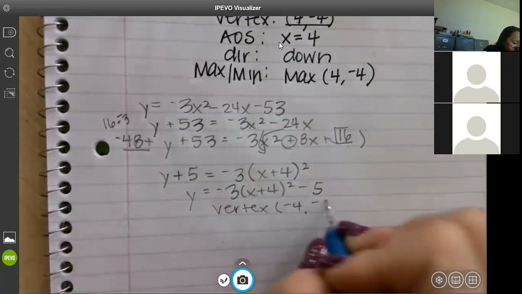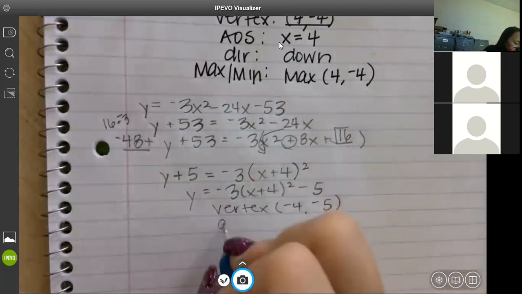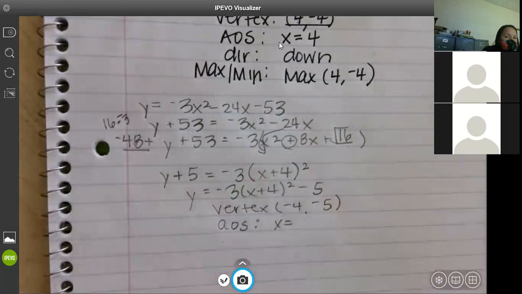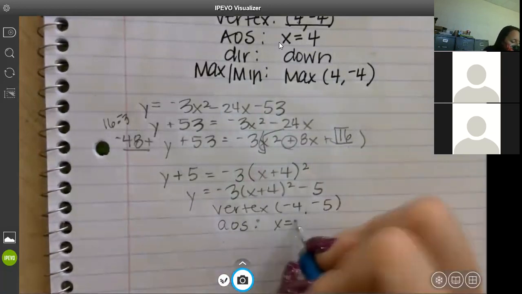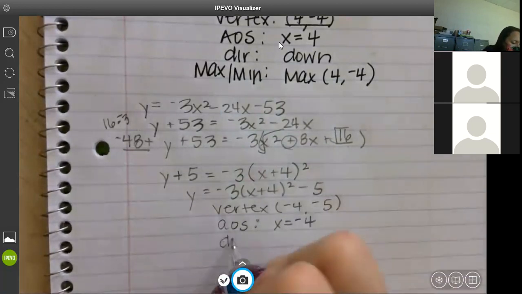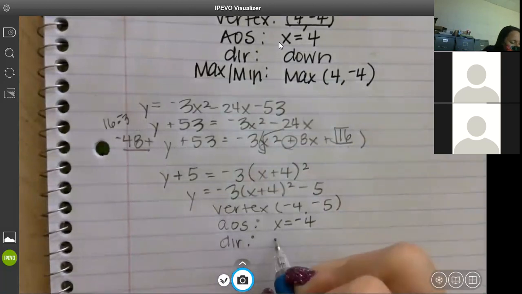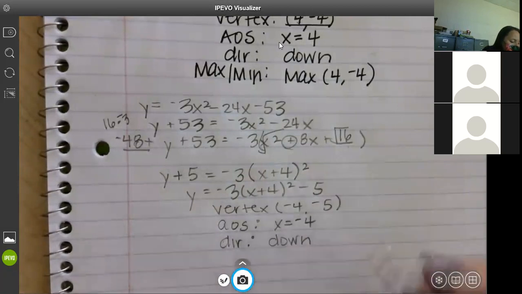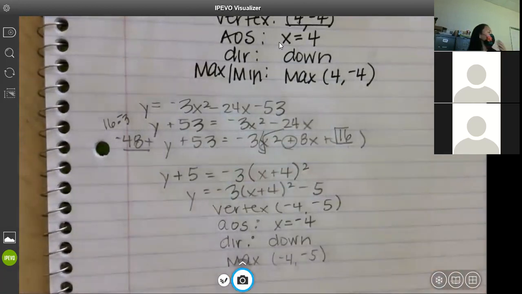Negative 4, negative 5. It's y equals, so your axis of symmetry is x equals, and what is your x coordinate? Negative 4. What's your direction? Down because it's negative. Is it a max or a min? Max at negative 4, negative 5. And again, I know that's tedious to rewrite it, but it's just getting you to understand the max, the min, and the vertex are all the same. Okay, it's all the same.